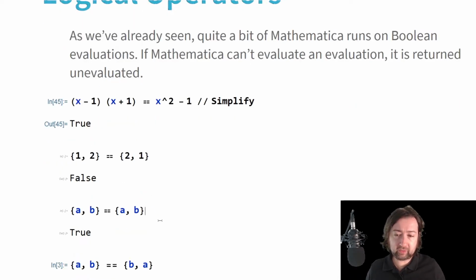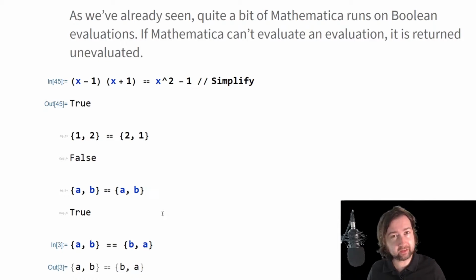You'll notice that if I ask it to evaluate a symbolic set, {A, B} is the same as {A, B}, then it says true. But if I reverse the order, it actually doesn't say false like it does for {1, 2} and {2, 1}, because it doesn't actually know the values of A and B. So even if you required it to simplify this, it would still not evaluate it because it could be the case that these things are the same, and it could be the case that they're not the same depending on A and B's assigned values. So in that case, it's not evaluating because it doesn't actually have anything to evaluate on the basis of.